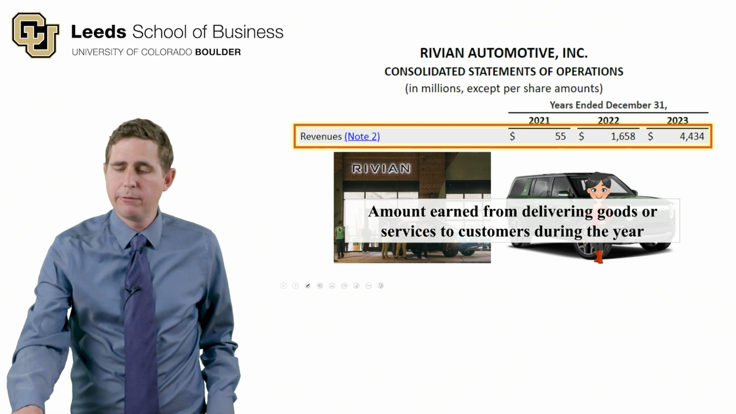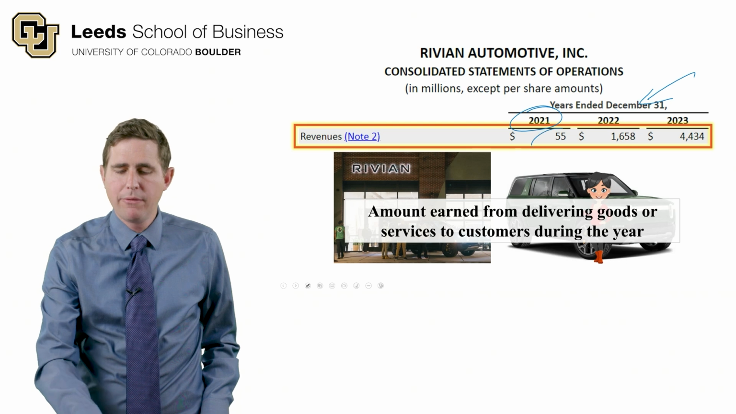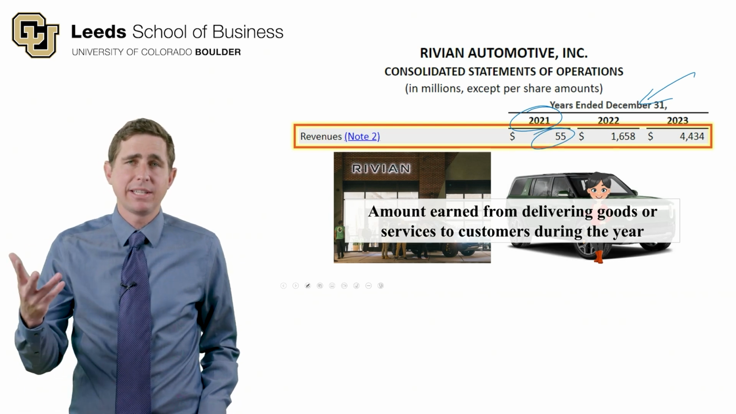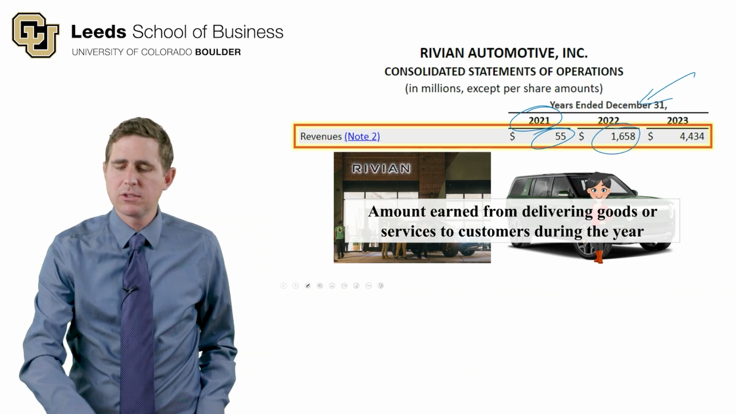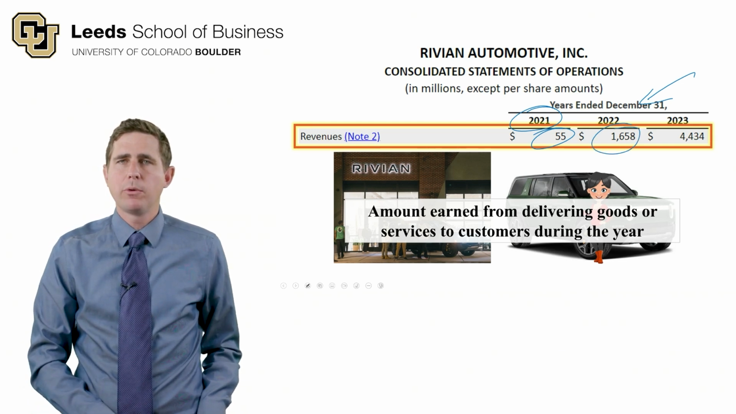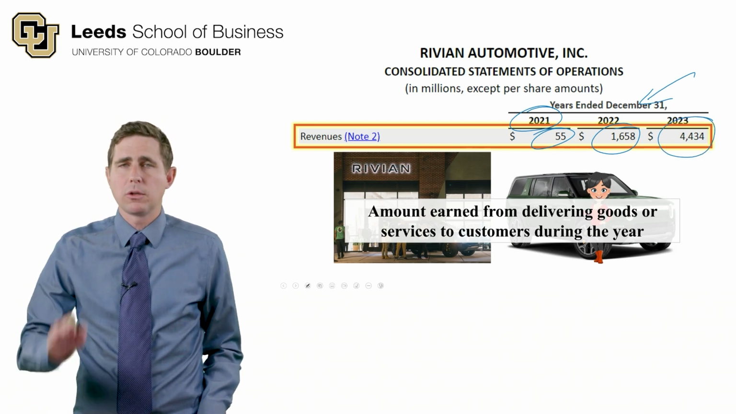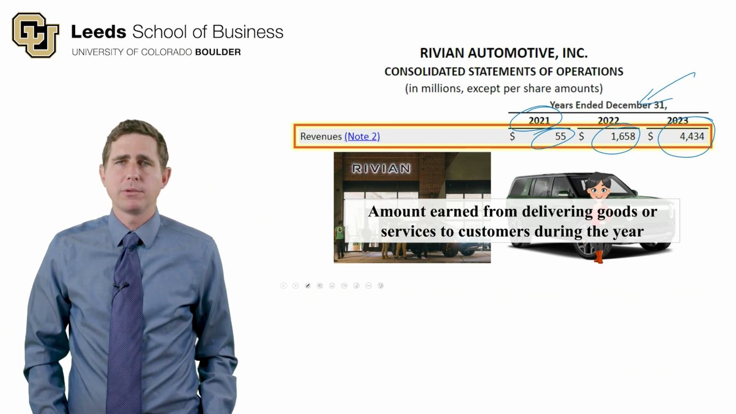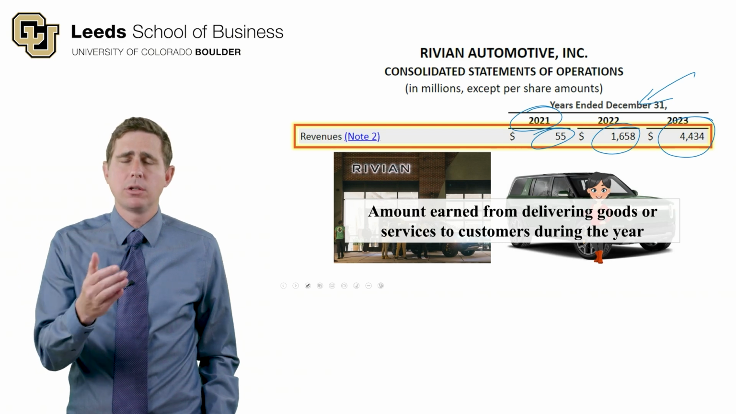So when we look at the different years on this income statement, we can see in 2021, Rivian barely earned any revenue during 2021. They weren't really selling vehicles during that year. But in 2022, sales started to ramp up and they sold 1.6 billion of vehicles during 2022. In 2023, they sold 4.4 billion, so their sales are really ramping up nicely. And that's what revenue represents. It's what the customer is willing to pay for goods you delivered to them.